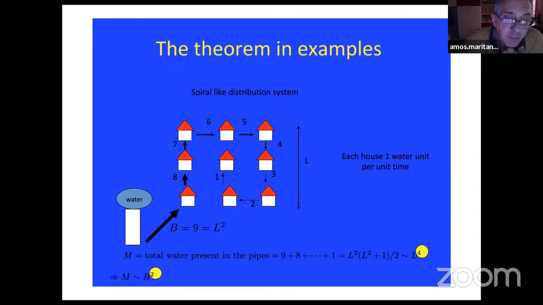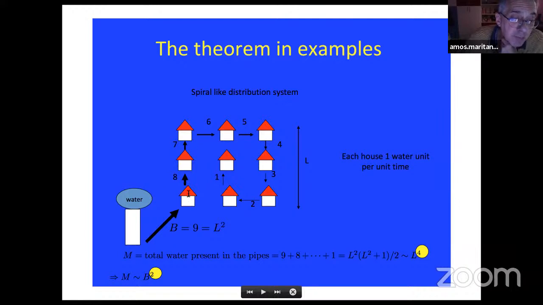So this is, for example, the problem of serving a village or a town with water. And you ask, how much water do we want to have in the pipes that are able to fulfill the need of the town? So if you have pipes that go around like in the figure, in a spiral, for example, for these nine houses, each house consumes one unit of water per day. So from the main source, nine units of water have to leave the main source every day. The pipe enters the first house, one unit is consumed, eight units go out from the first house, and so on.